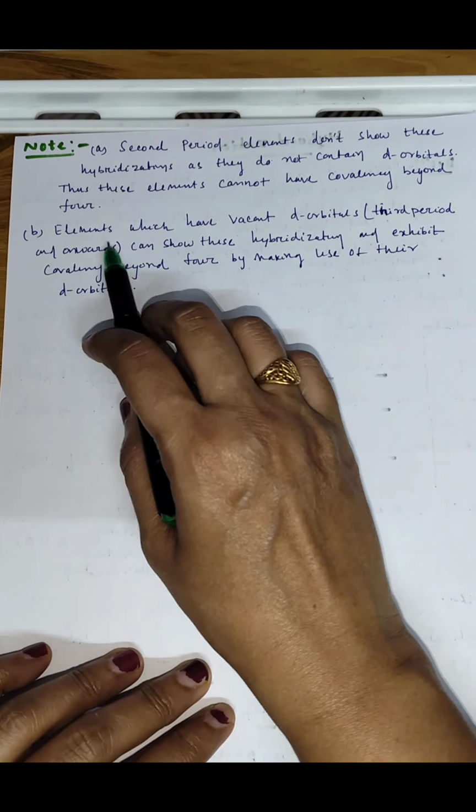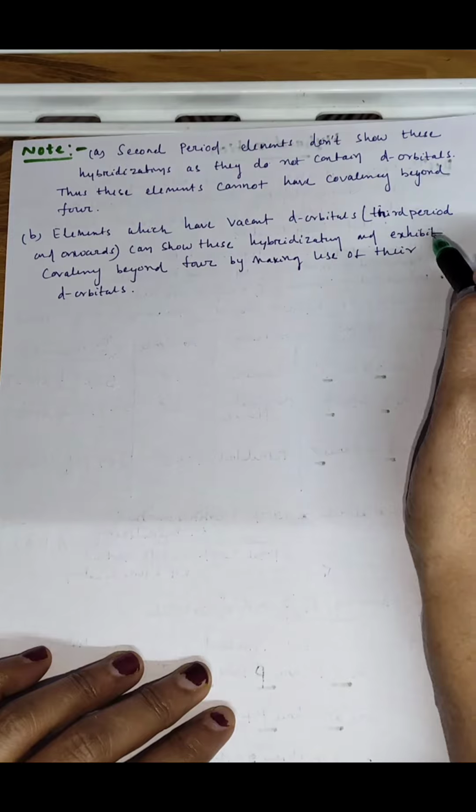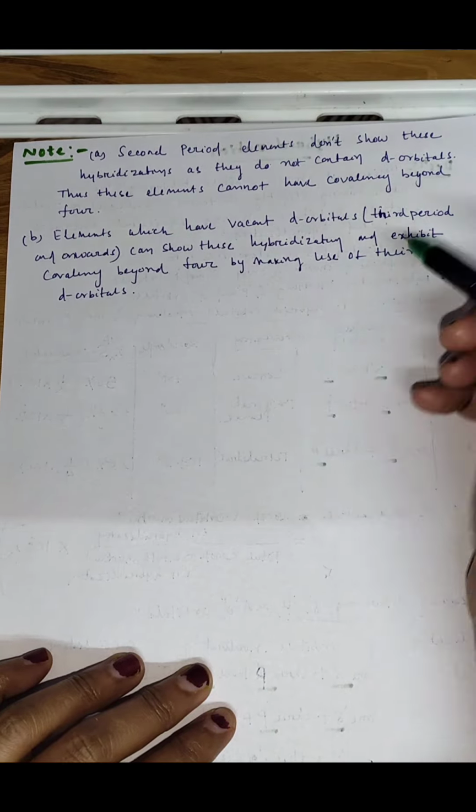And the second point is that elements which have vacant d orbitals, that means the third period onwards, can show these hybridizations and can exhibit a covalency beyond 4 by making use of d orbitals.